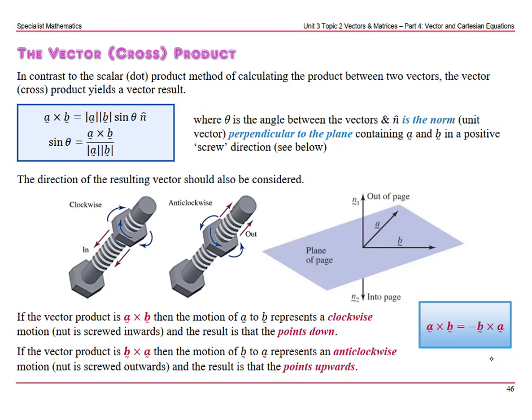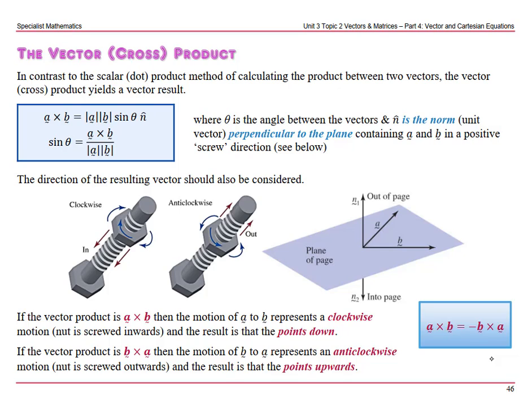the magnitude of B times sine of theta, with the unit vector n being the normal. That can be arranged with sine theta equals A times B all over the magnitude of A times the magnitude of B. So have a look at your formula sheet and make sure you can see what is on there and what you need to remember. Now also remember theta is the angle between the vectors and n is the normal.